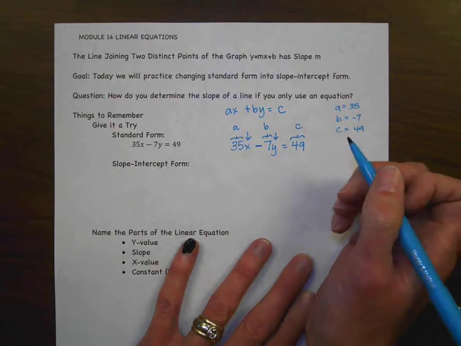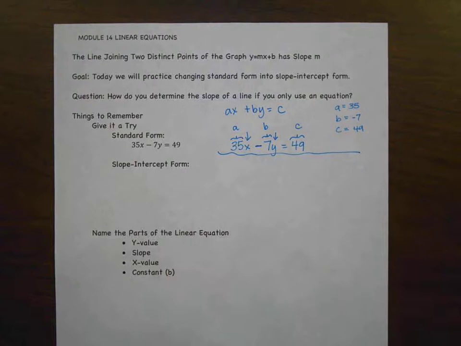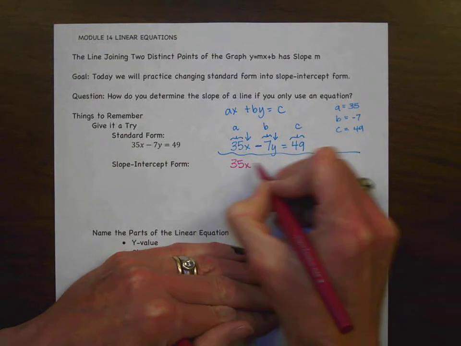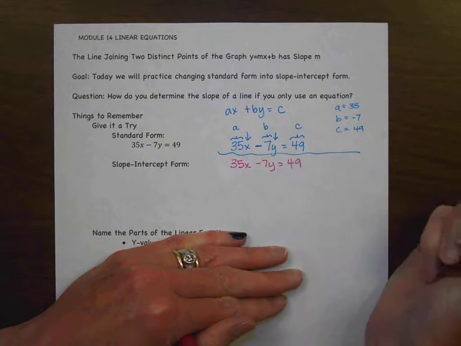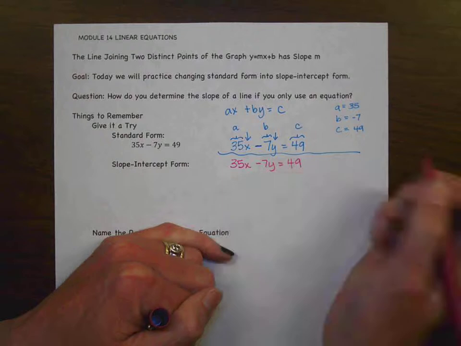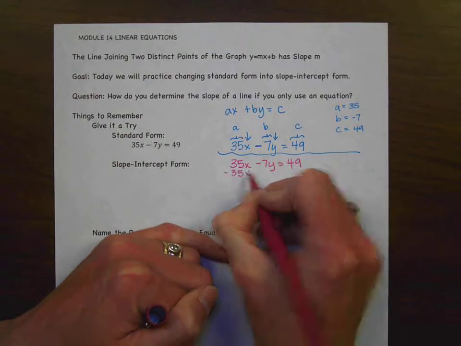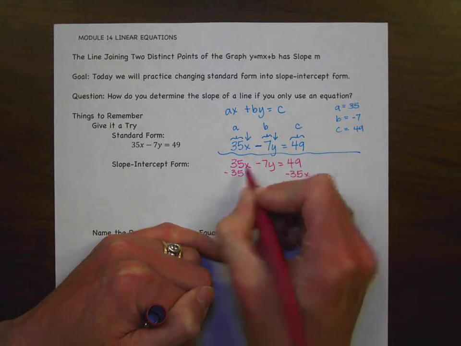So if you recall how to change this, I'm going to draw a line under here, and we're actually going to convert it from standard form into slope-intercept form. The process of doing that is to take standard form and write it so that you're getting the y variable by itself. So I begin by looking, this is a positive 35x, so I'm going to subtract 35x from both sides. And so it looks like that.